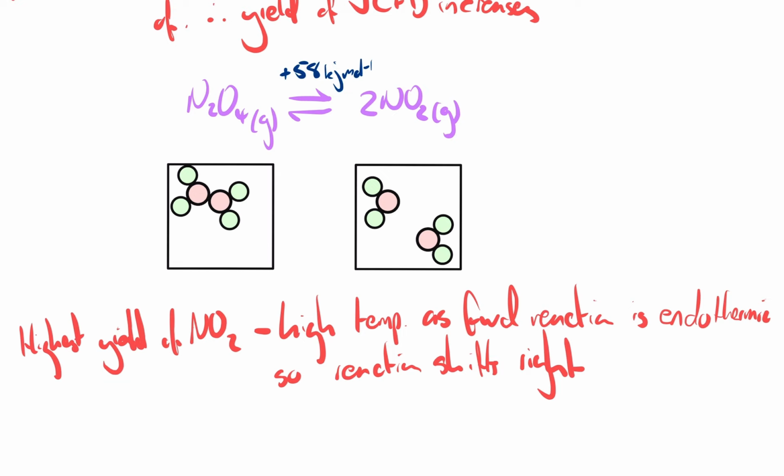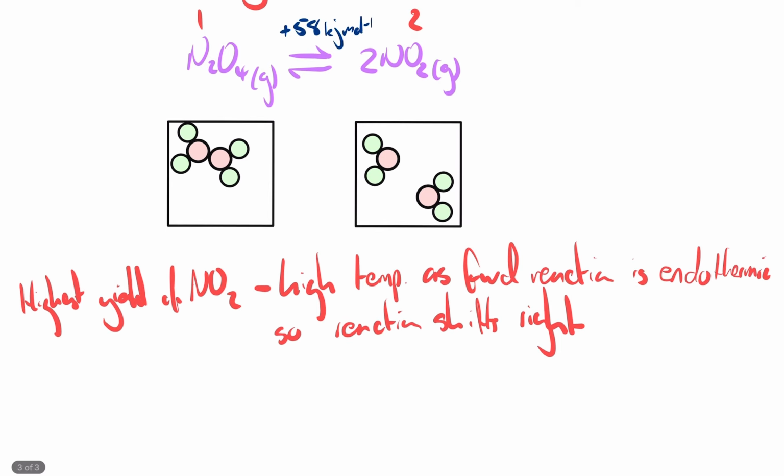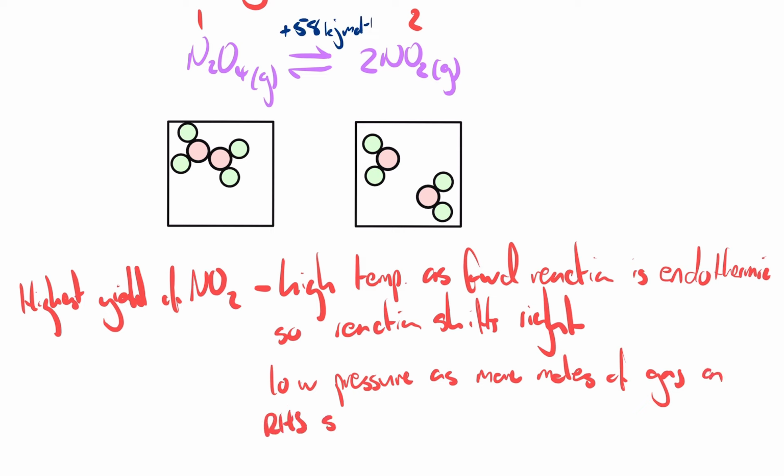And hopefully you worked out pressure as well. We've got 1 mole of gas here, 2 moles of gas here, so low pressure, as more moles of gas on right hand side. So reaction shifts right. And you might have talked about as well, increasing the concentration of N2O4. Again, we'll shift it to the right.